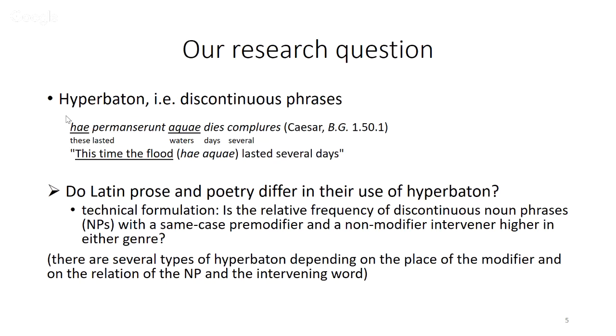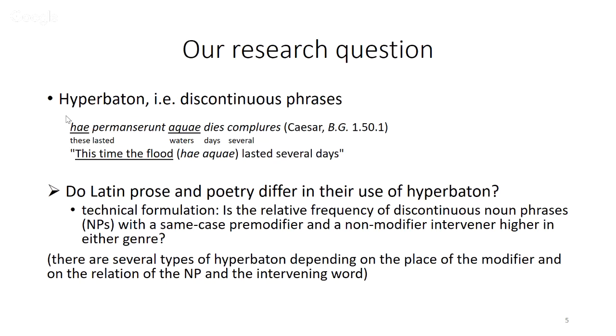There are, of course, several types of hyperbaton, but for the sake of clarity, we only concentrate on this hae aquae type. In this type, the head noun has a preposed modifier, typically an adjective or adjectival pronoun, which is in the same case as the head noun. And there is one or more inserted words in between, and those words are not modifiers of the head noun.